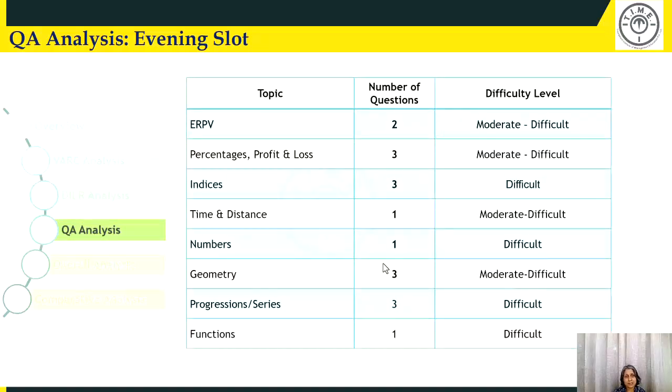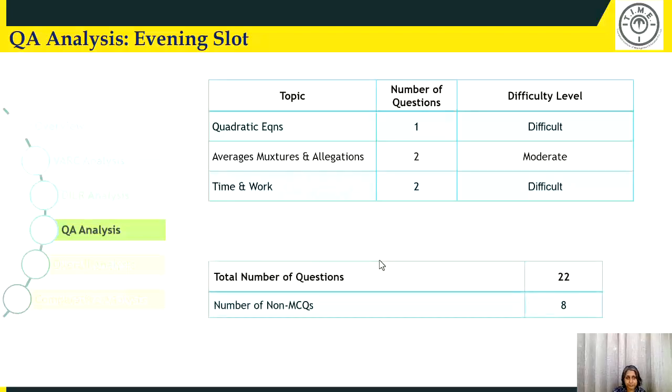So as you can see, the questions were based on almost all the main topics that are expected. A few of them were missed out. So arithmetic questions, ERPV, many questions on percentages, geometry, progressions. These were the topics with three questions, indices, one question on functions, one on quadratic, and time and work, and so on. But there were a few topics on which there was no question asked, and we have a list on those also.